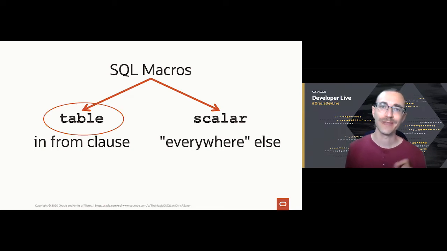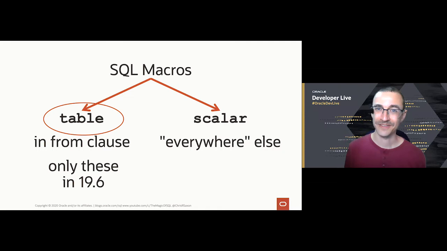I'm going to be focusing on table macros for the rest of this presentation. A couple of reasons for that. First up, they're just a bit more interesting. There are some cooler things you can do with table macros. But secondly, and more importantly, SQL macros were originally slated to be a 20c feature, but we have backported table SQL macros only to 19.6. So if you're lucky enough to be running 19c, you can use table macros today. Scalar macros, you are still going to have to wait for the next release of Oracle Database, sadly, but table macros, provided you're fully up to date, you can use today.